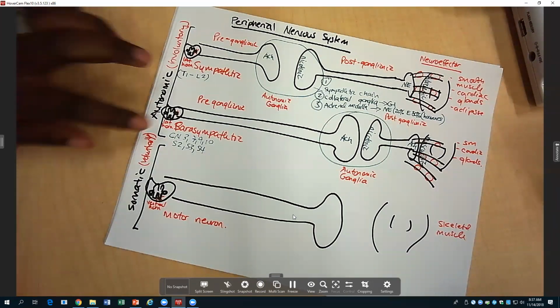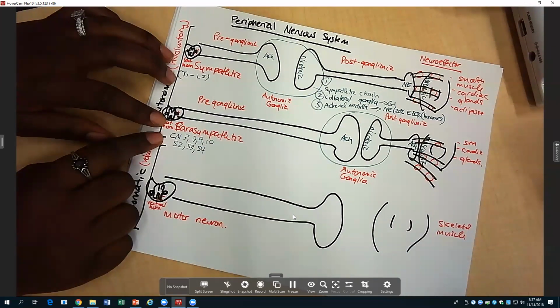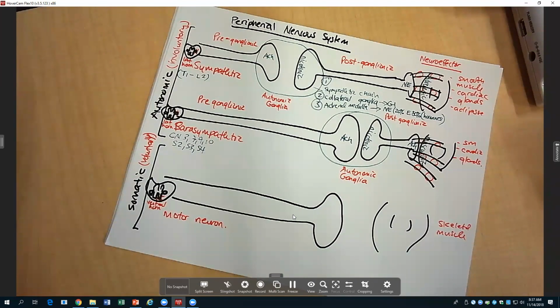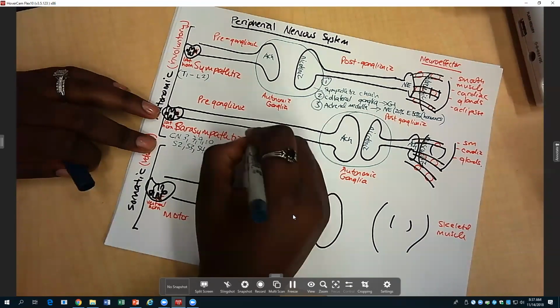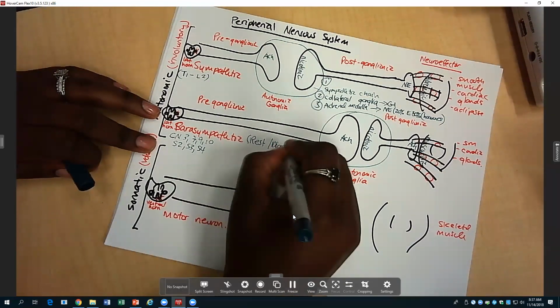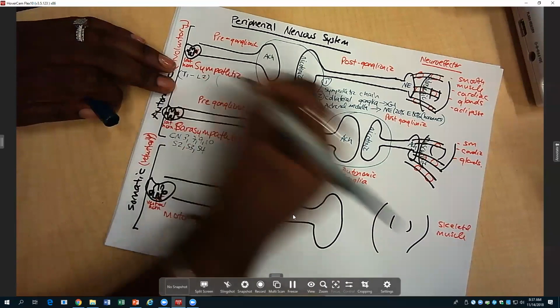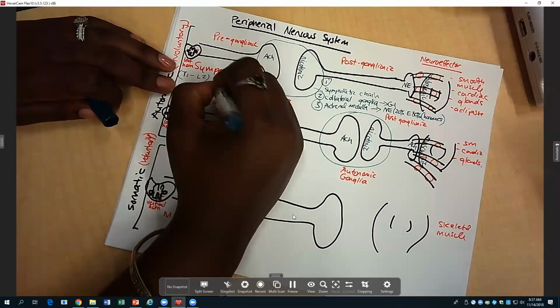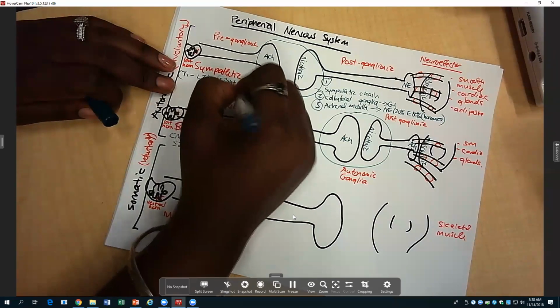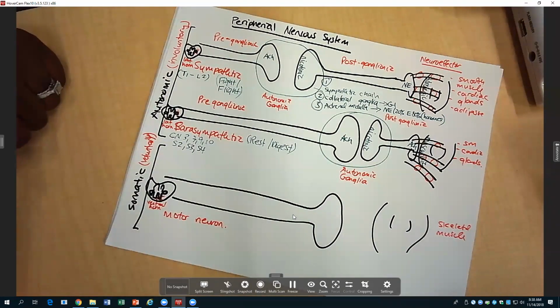Now just to recap, what was the function of the parasympathetic system overall? That was responsible for what type of body functions? Rest and digest. Right, rest and digest. And the sympathetic system was fight or flight, or freeze. Fight or flight, okay?